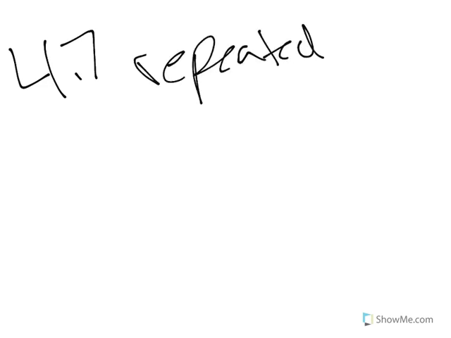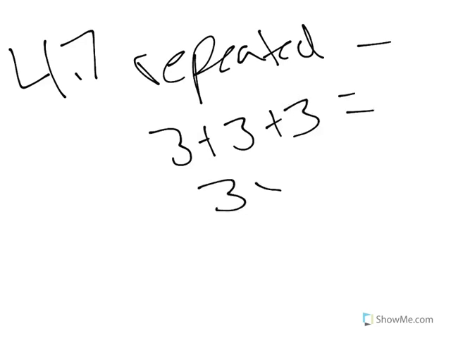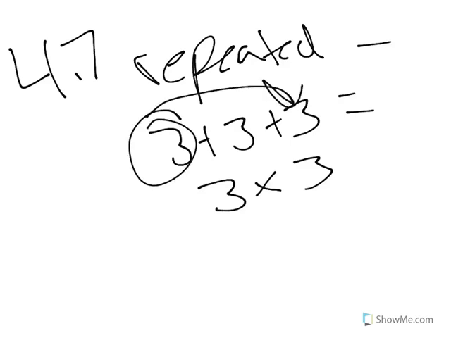Today we are teaching 4.7. Today is repeated subtraction with division, because multiplication is really 3 plus 3 plus 3, which equals the same thing as saying 3 times 3, because you have 3 groups of 3. Repeated subtraction in division is doing it the opposite way.